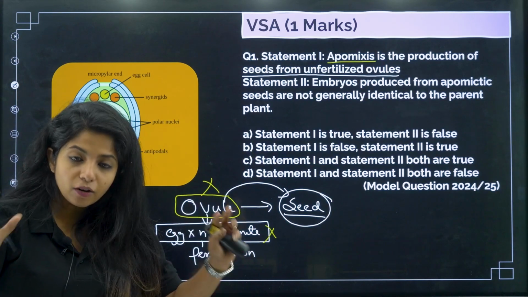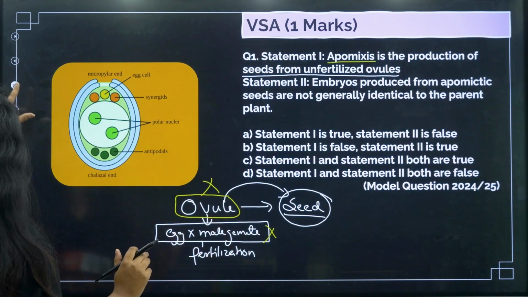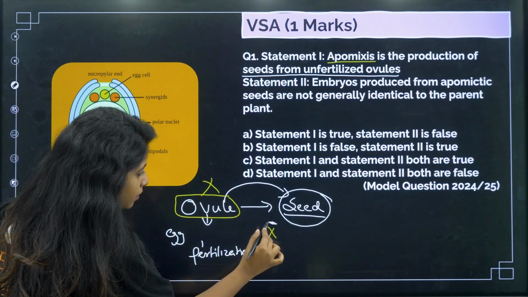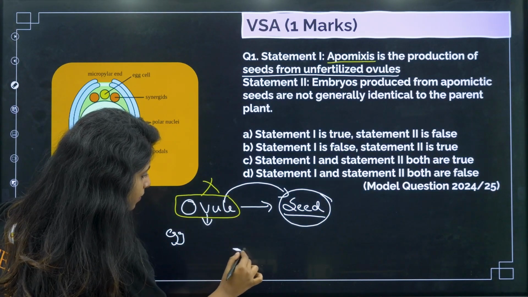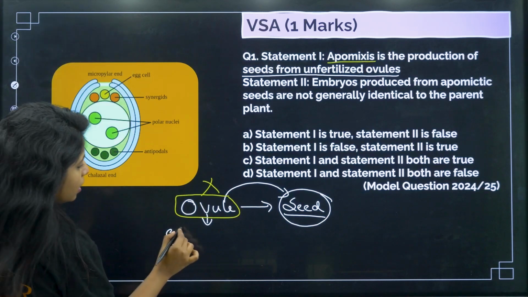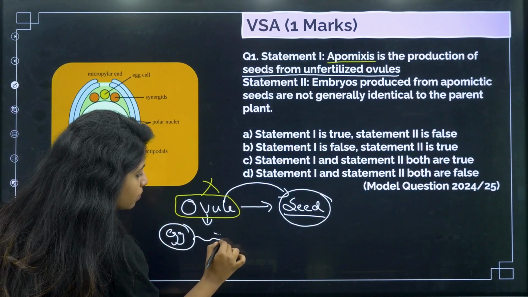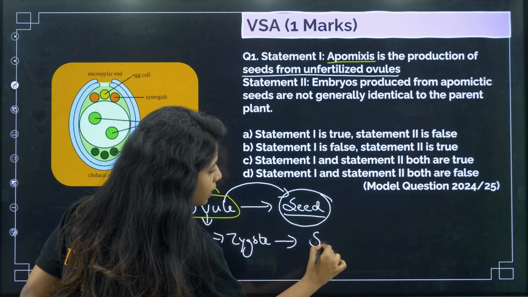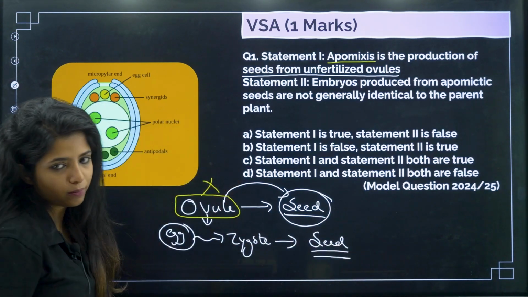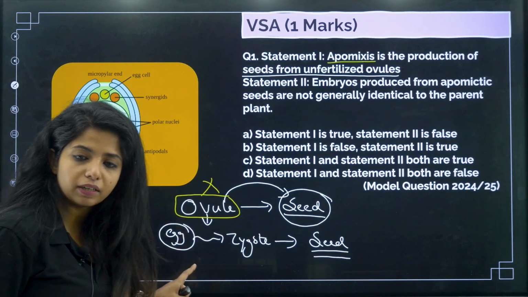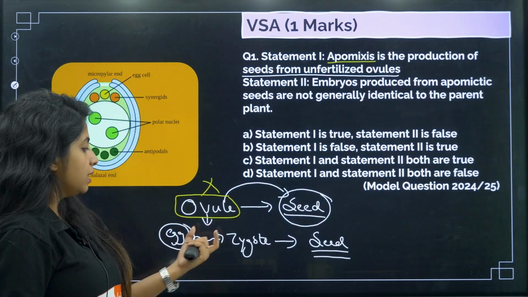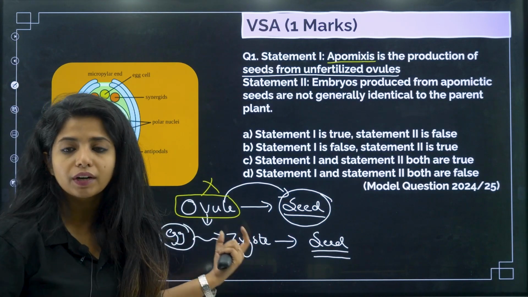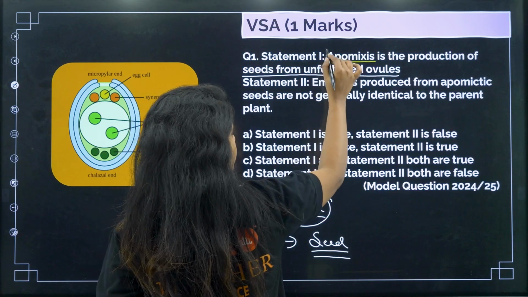So here, due to some unknown mechanism, what happens is that this particular egg, without fertilization, transforms into a zygote, and hence, since the zygote has been formed, we say that the seed has been formed. So usually the egg and the male gamete come together, get fertilized, and that's when it forms the zygote. But over here, the egg itself is somehow forming the zygote without fertilization. Now this process is known as apomixis.